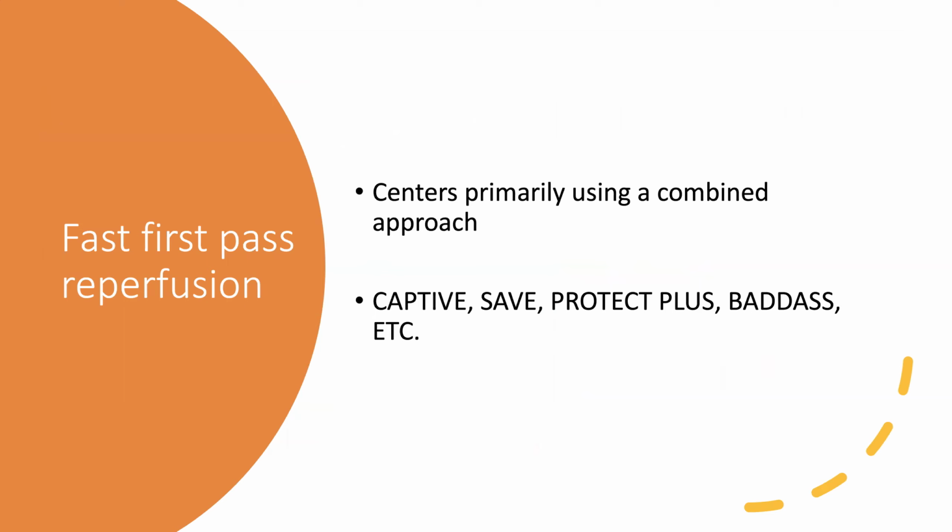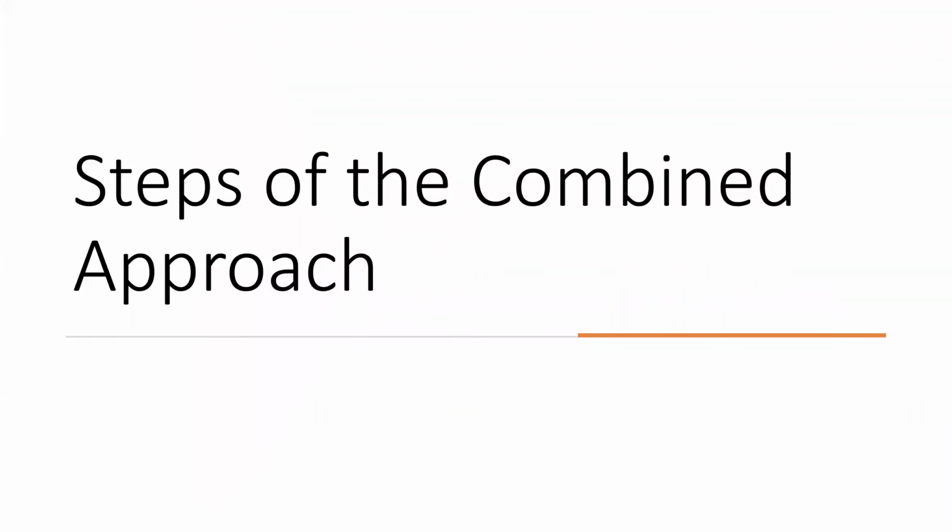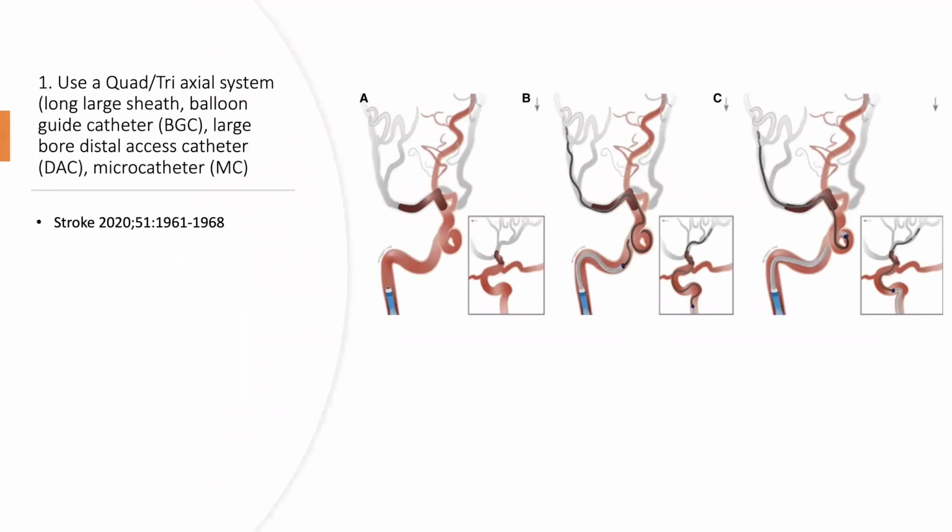So for the first pass effect, I think centers are primarily using a combined approach. If you look at COMPASS, SAVE, and PROTECT Plus, these are all combined approaches with a balloon guide, large aspiration catheter, then a stent retriever. So, the steps of the combined approach. This is a nice article, which I would highly recommend about the technique. It was published in Stroke in 2020 by the Calgary group.